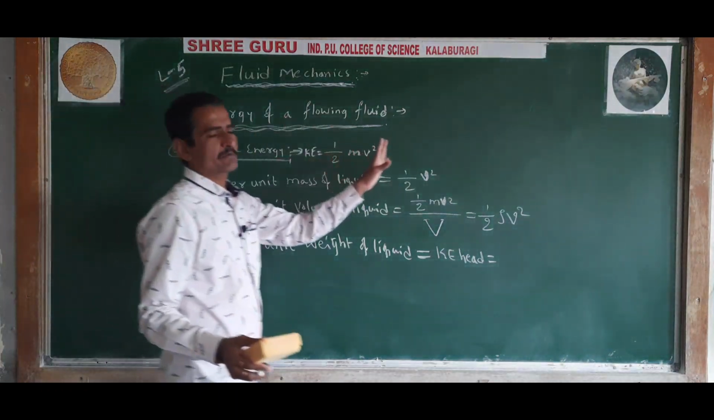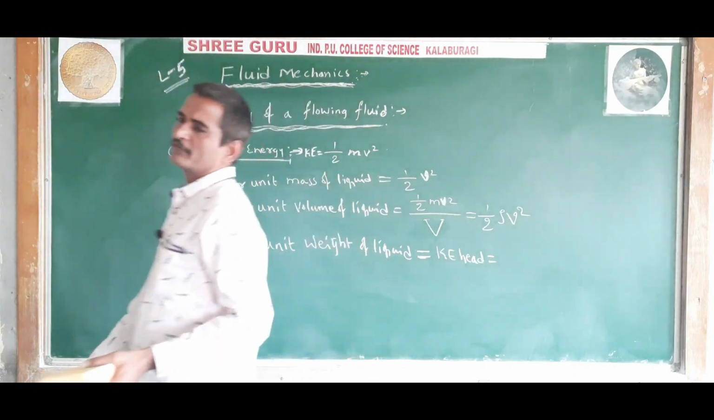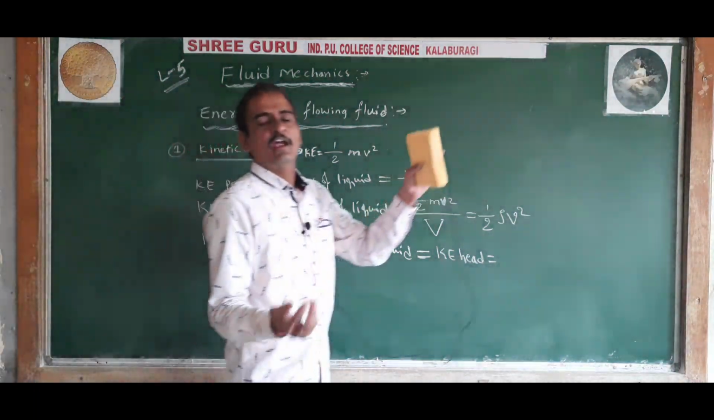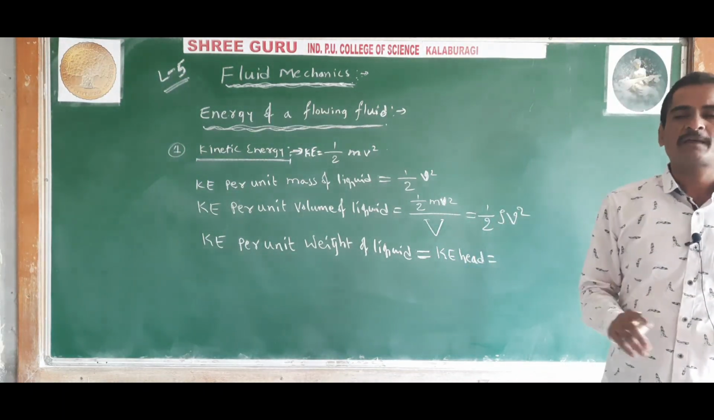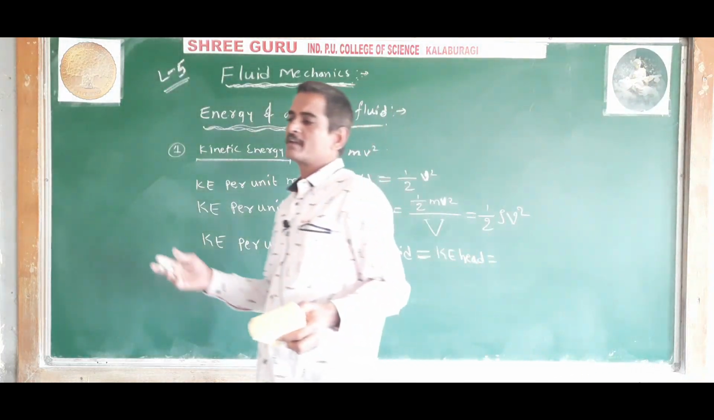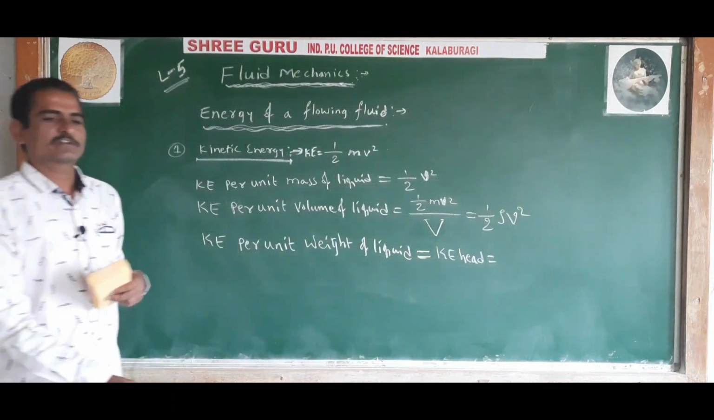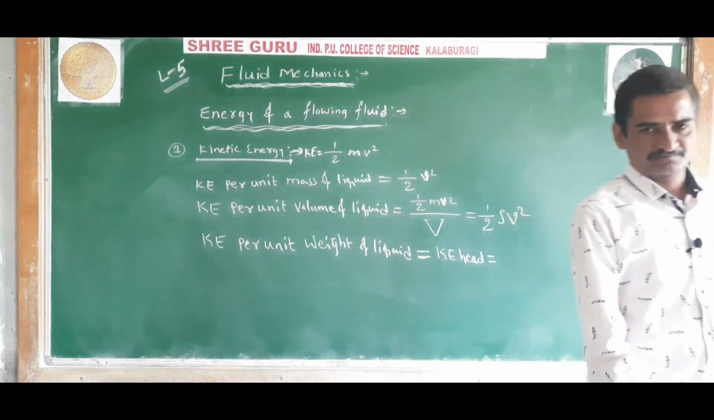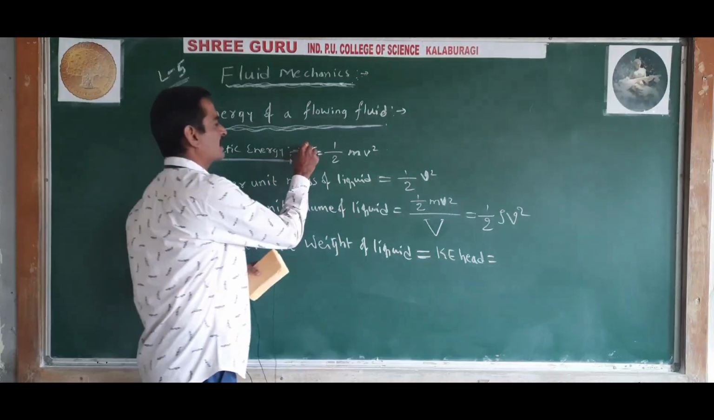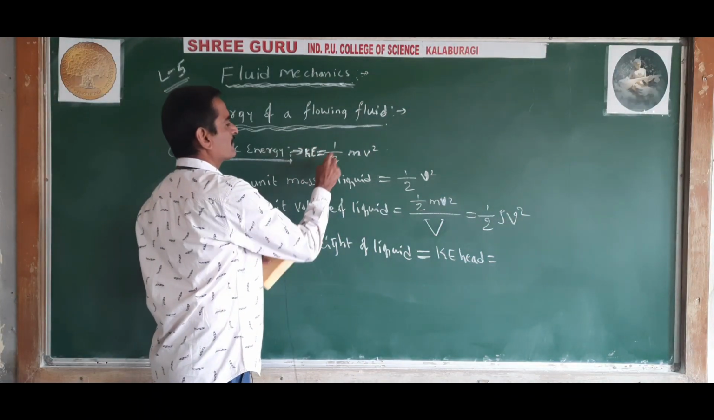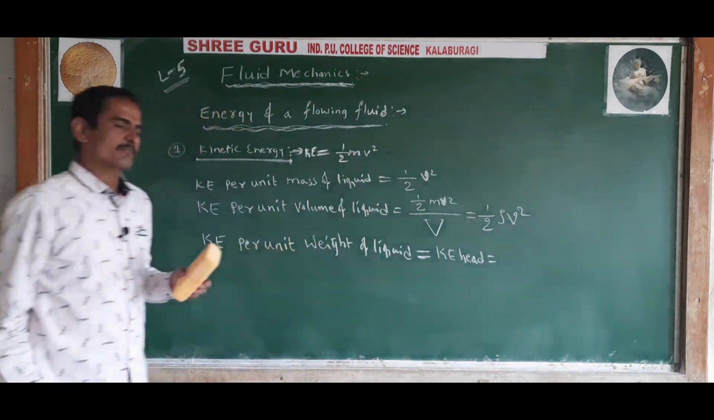A liquid, an ideal fluid having streamline flow, has three types of energy: kinetic energy, pressure energy and potential energy. The first one I am talking about is kinetic energy, the energy possessed by a liquid by virtue of its motion. The kinetic energy of a liquid of mass m moving with velocity v is given by 1/2 mv square.